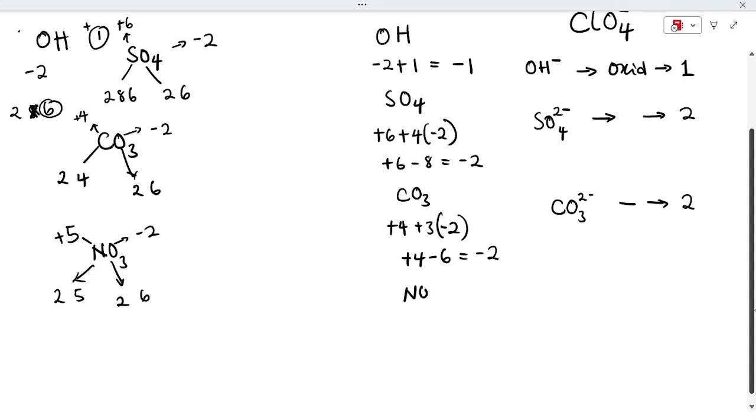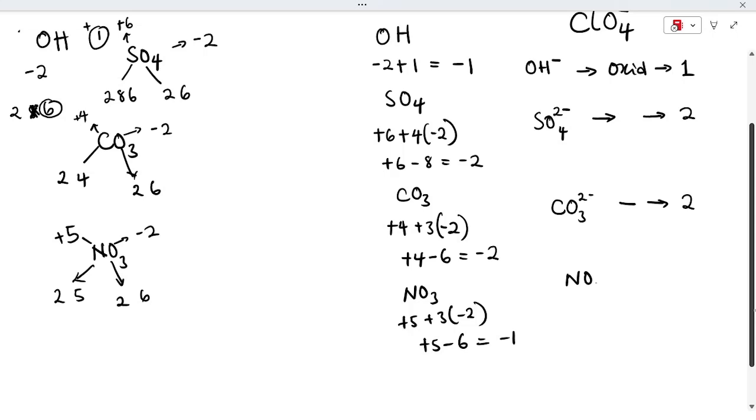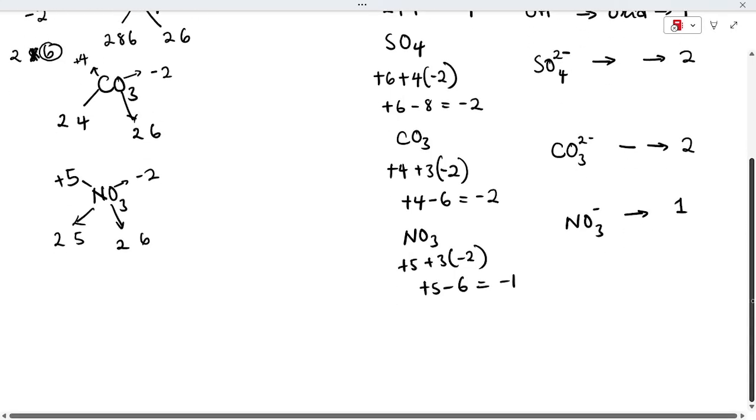So when we have NO3, what do we have? We have +5 plus 3 atoms of oxygen times -2. That means we have +5 -6, and that gives us -1. So we have NO3 minus, and the oxidation number is simply 1. So you can see that is how we get all these things. The concept again relies on the idea of electronegativity.